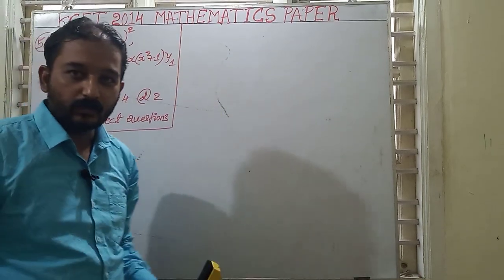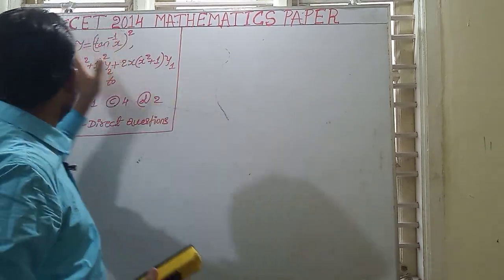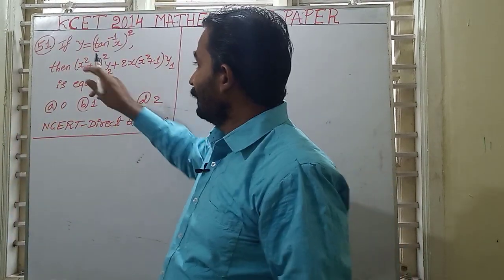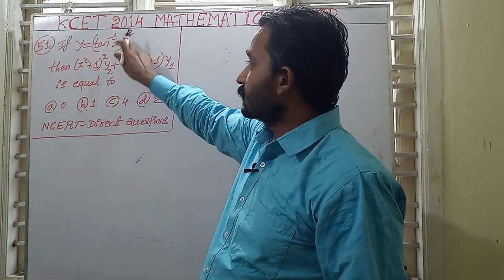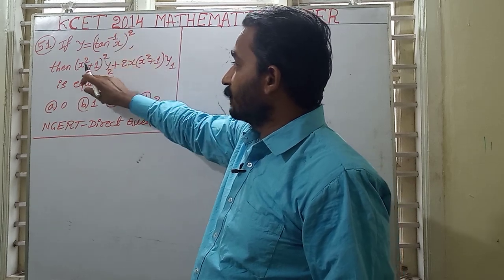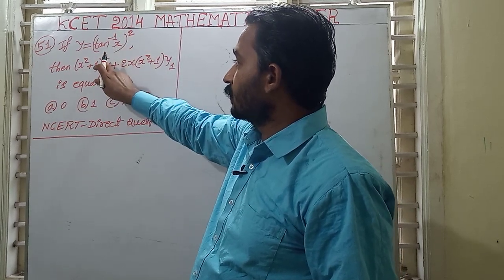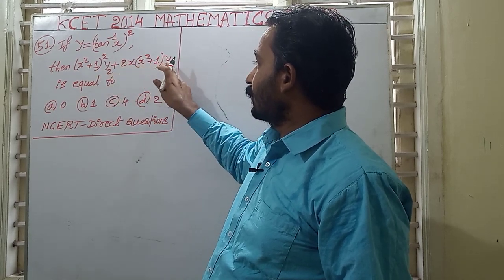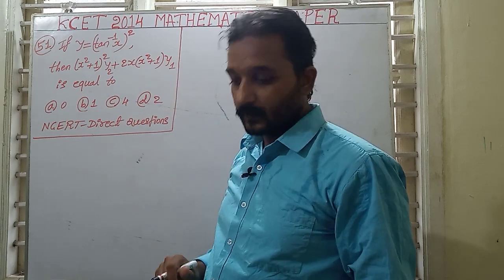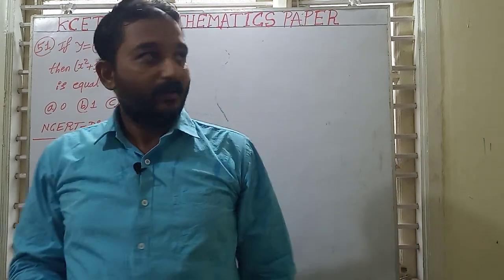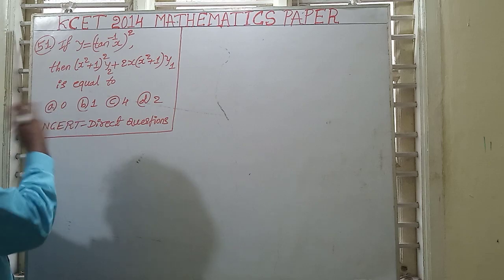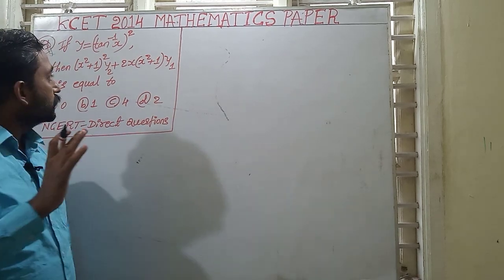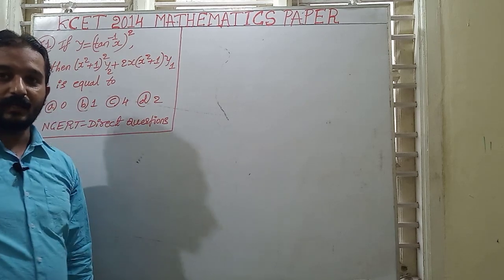So now let us move on to the next question, question number 51. If y is equal to (tan inverse x) whole square, then prove that (x square plus 1) whole square into y2 plus 2x into (x square plus 1) y1 is equal to what? Basically this problem is based on the Continuity and Differentiation chapter, in particular second order derivative.